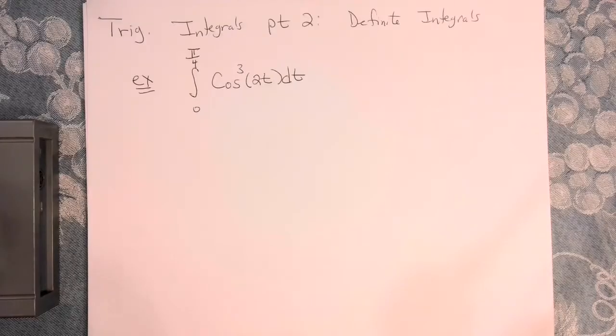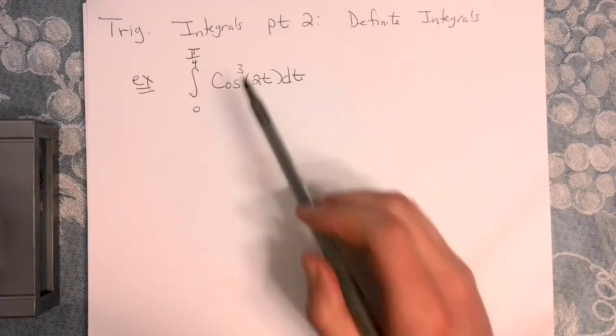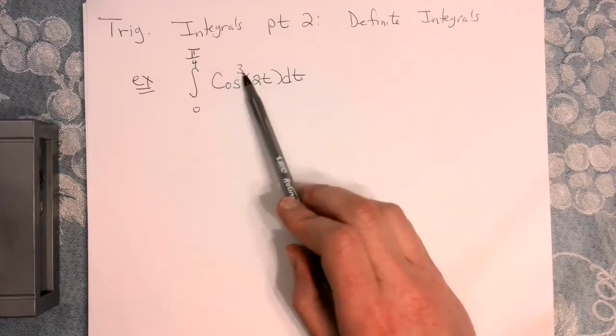Hey everybody, welcome back. Let's look at some more trig integrals, this time some definite integrals, integrals with bounds. Okay, so here we have the integral from 0 to pi over 4 of cosine cubed of 2t dt. First thing I notice is that odd power. Let's go ahead and knock that down by 1.